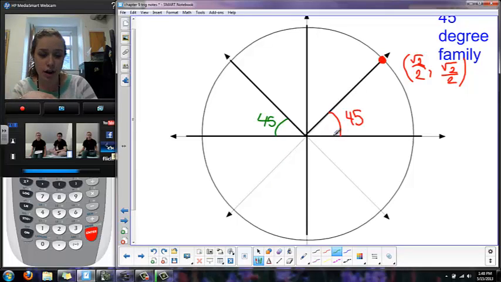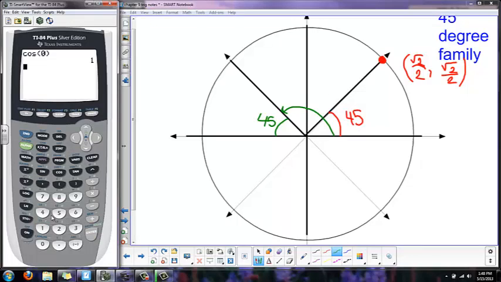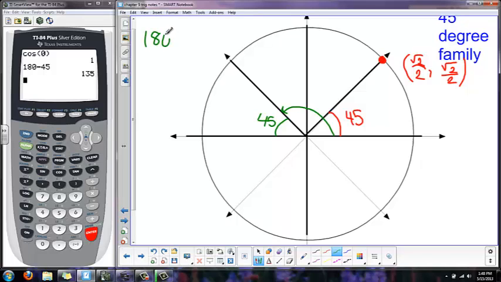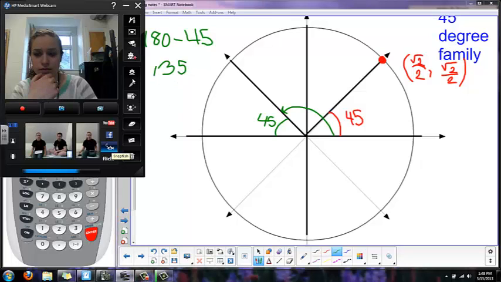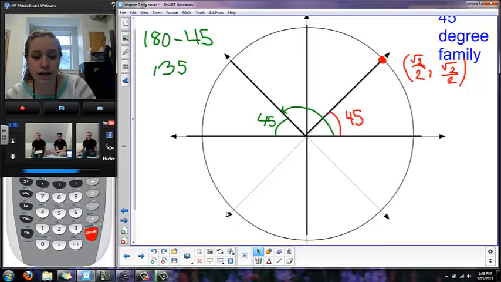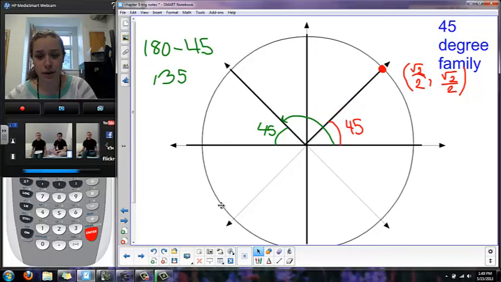But how can I figure out what this whole angle right here from here to here is? I don't really care that that's 45 degrees. It just helps me figure that out. But in order to figure out what the actual measure of that angle is, I do 180 minus 45, which is 135. So 180 minus 45 gave me 135. Okay? So we call 135 degrees a cousin, or like, you know, it's in the same family as 45 degrees.